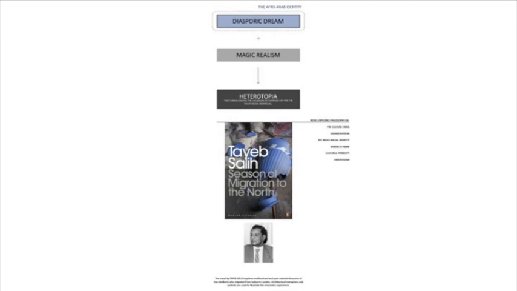And so, again, here, there's this Afro-Arab identity that is so complex and so difficult to define, but it's a little bit of a diasporic dream for us, especially people who are Sudanese but live elsewhere or live in the West. And so combining that with Magic Realism to create this heterotopia. So the heterotopia for me, it's that Afrabia, the hybrid urban place.